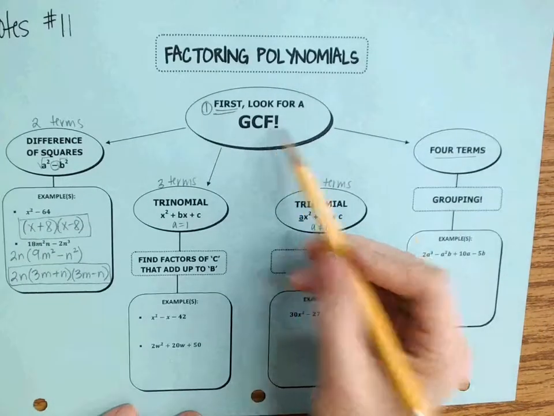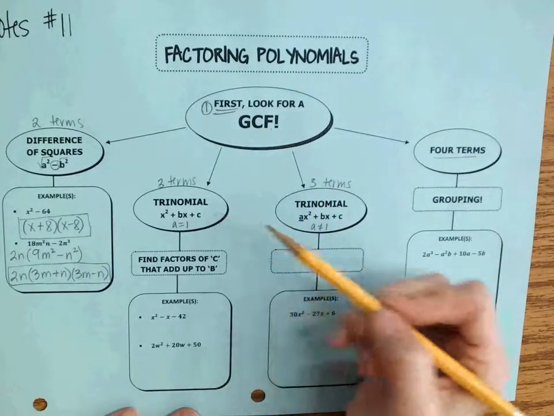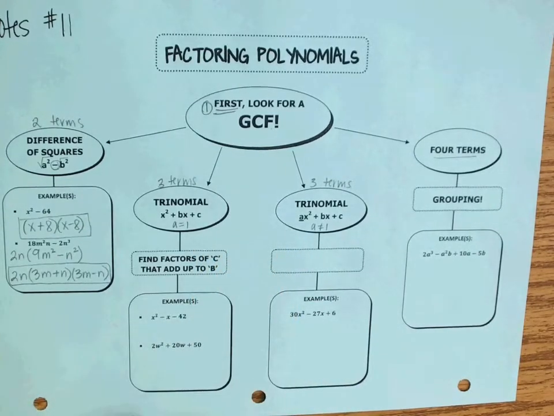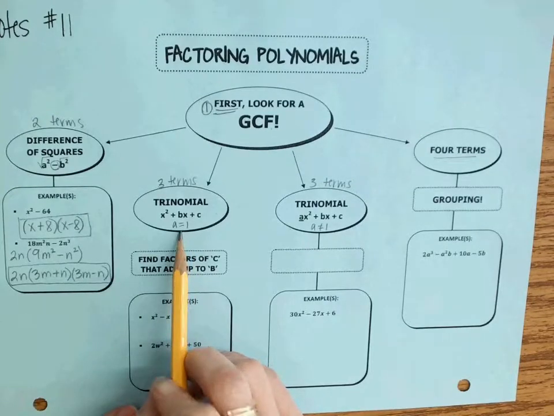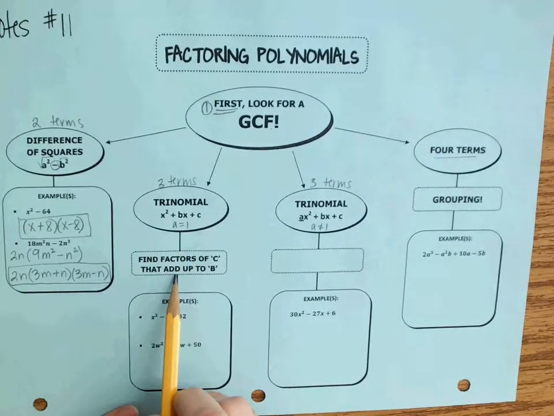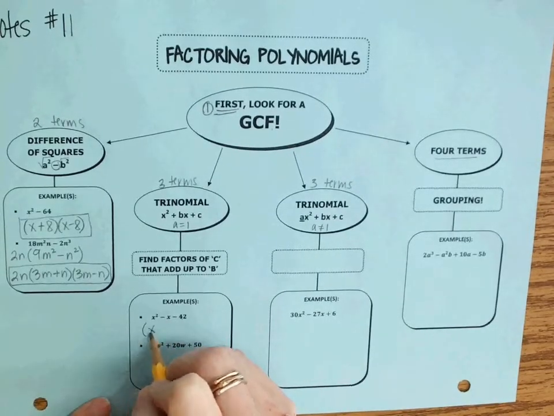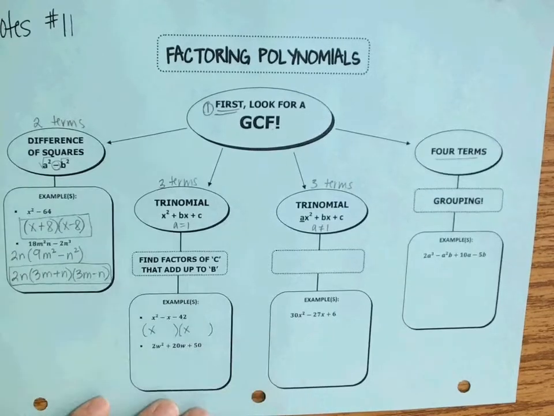Now let's say, again, I look for that GCF first, and there are 3 terms. There are 2 different ways to factor something with 3 terms. If a equals 1, then we're going to find factors of c that add up to b. So looking at my first example, I do not see a GCF, but that's what I'm checking for first. So I'm going to think of factors of negative 42 that add up to negative 1. I'm going to make my skeleton binomials, okay?